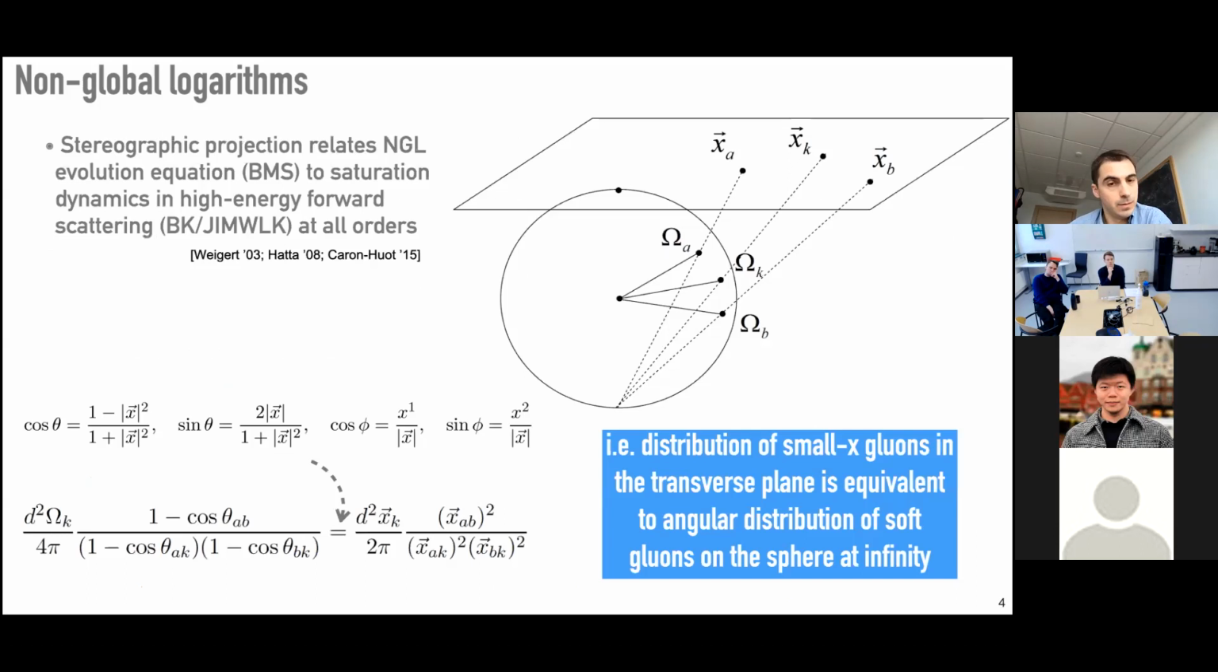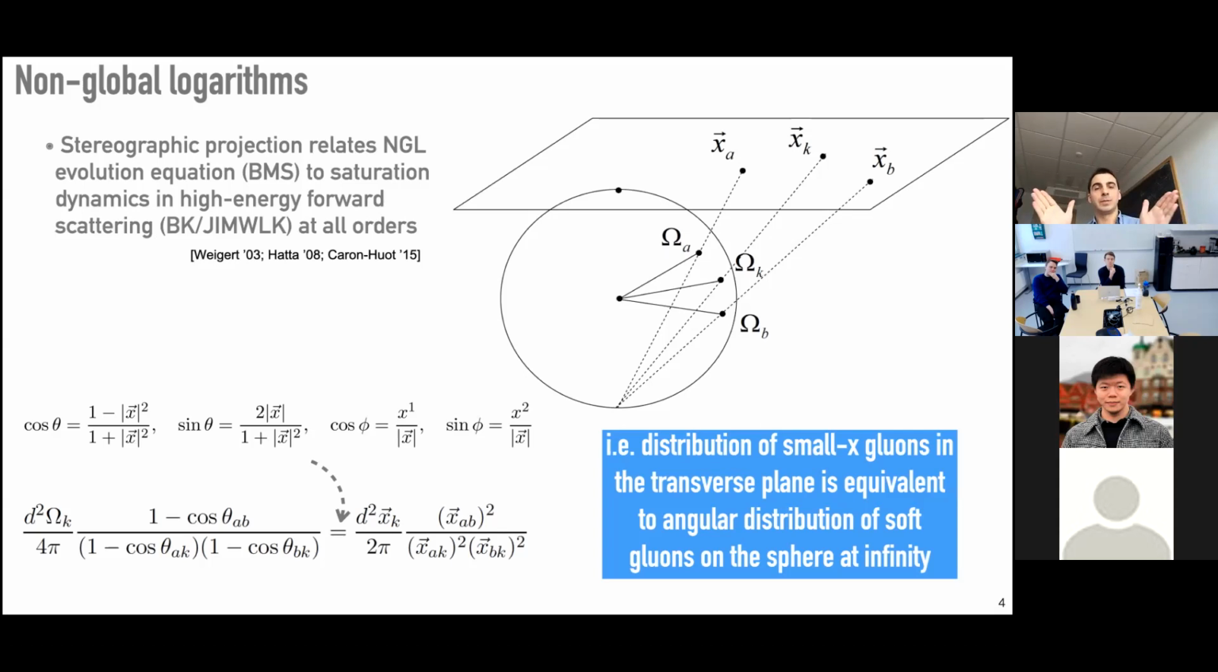No, absolutely not. So there is a relation between the equation that governs the evolution of non-global logarithms, the BMS equation that I will introduce shortly, and the corresponding BK equation, or the JIMWLK equation, in certain limits.